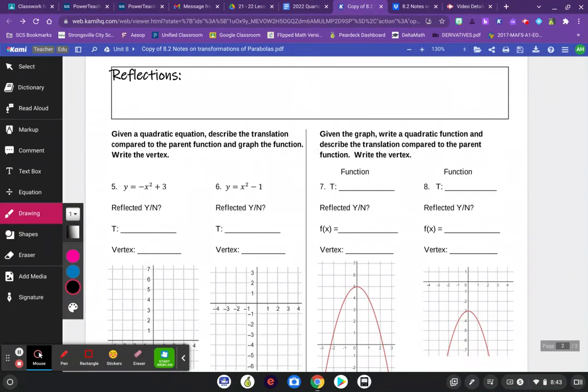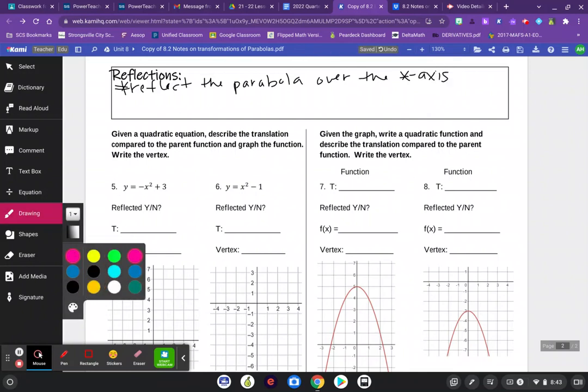And so a reflection means that we are going to reflect the parabola over the x-axis. Okay, and so when we do that, we're really now going to be in this form of y equals either a plus or minus ax squared.